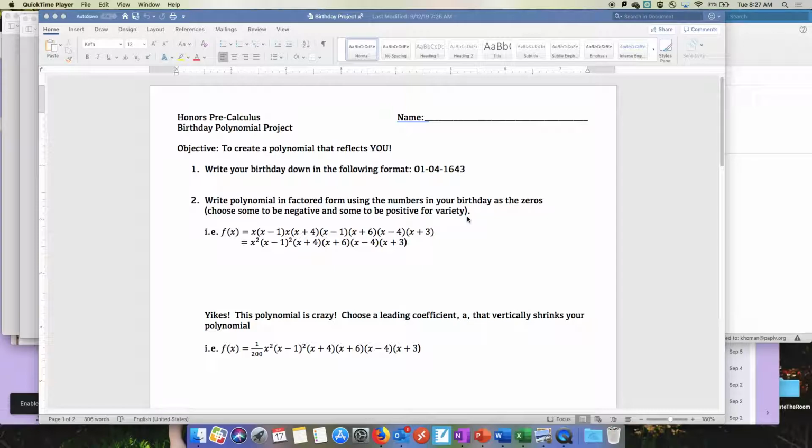Okay? If you are born in the months of January through September, you're going to have a 0 before the number, so 05 for May, 07 for July. And if you were born on the 1st through the 9th, same thing. If you were born on the 1st, you're going to write 01. If you were born on the 8th, you're going to write 08. Everyone should have an 8-digit birthday. Okay? Just write it down right now so you don't forget. Everyone should have an 8-digit birthday.